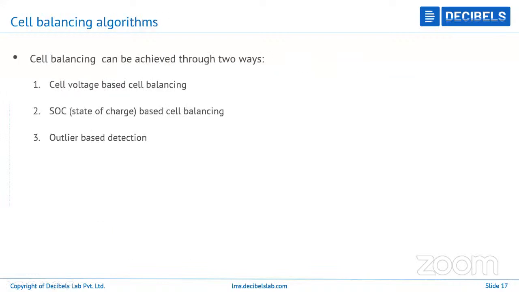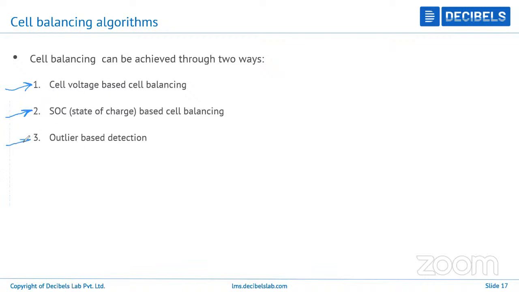So we'll come to the last bit. Here we'll discuss in brief what the different balancing algorithms are. The most commonly used one is the cell voltage based algorithm, balancing based on cell voltage, which is the voltage measured at the terminals of the cell. The second one is state of charge, which is a bit more advanced, a bit more sophisticated than cell voltage.